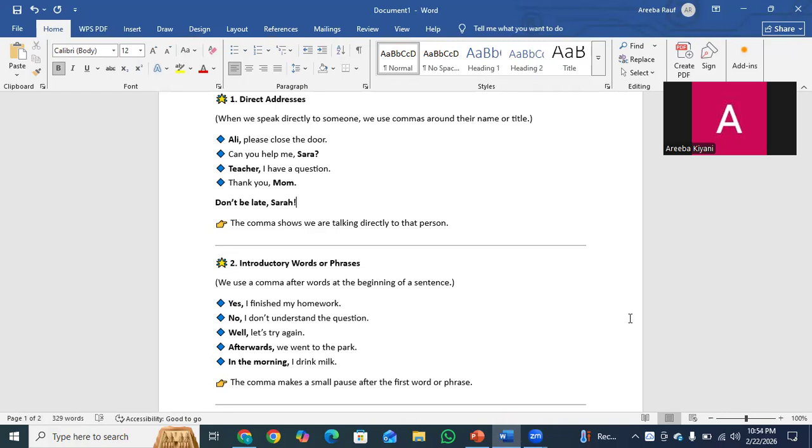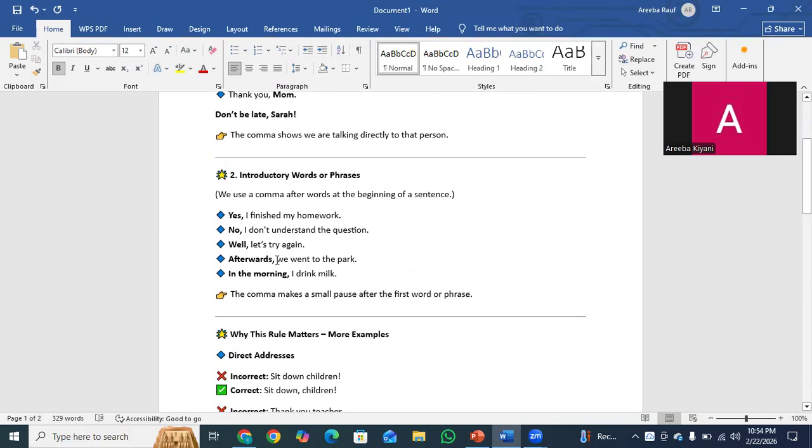Let's take another example, like no, I have not finished. We simply put a comma after no. Yes, I finished my homework. We simply put a comma after yes. No, I don't understand the question. We simply put a comma after no. Well, let's try again. Afterwards, we went to the park. In the morning, I drink milk. The comma makes a small pause after the first word or phrase.